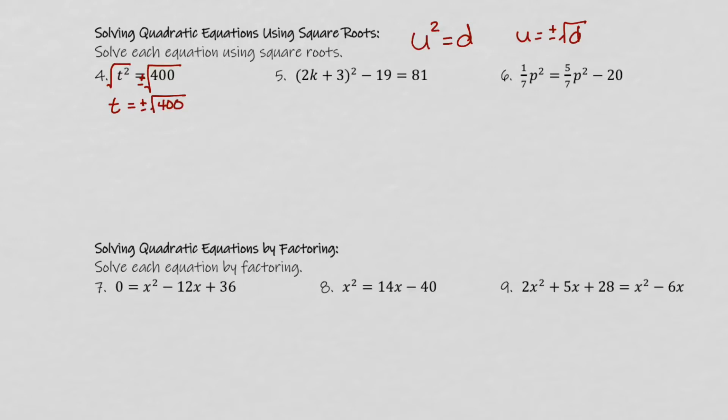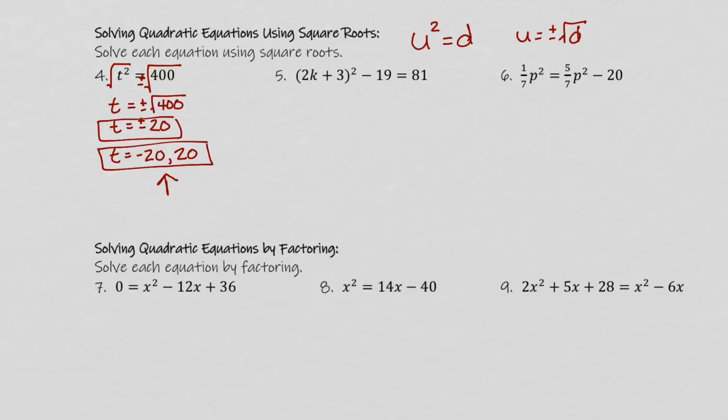Alright, so the square root of 400, if you can take it, and it's a nice pretty whole number, which this is 20. So that means my answers are t equals a negative 20 and a positive 20. You can write it as t equals plus or minus. I don't care. I think Big Ideas has them separated, but that plus and minus means there's two answers. There's a positive answer and a negative answer.